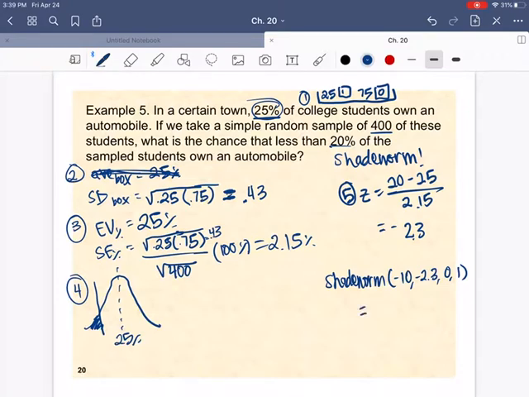It looks like that is 1.1%, approximately. Wow, that's small. So the chance of less than 20% of the sampled students owning an automobile is like 1% chance of that happening. It's pretty small.